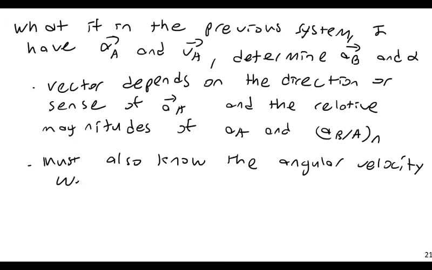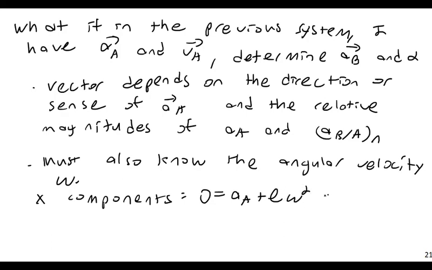Okay? And so if I want to break this down into components, I could look at the x and y components. So for the x components, 0 would be equal to AA plus L omega squared times sine theta, minus L times alpha times the cosine of theta.